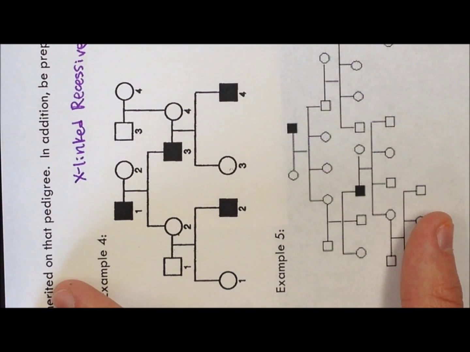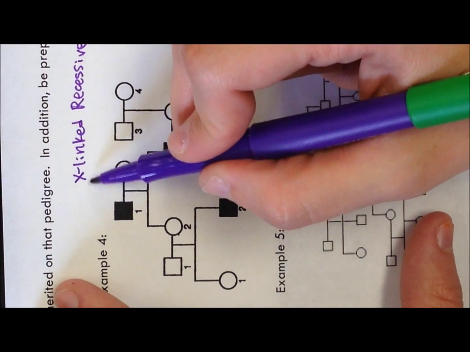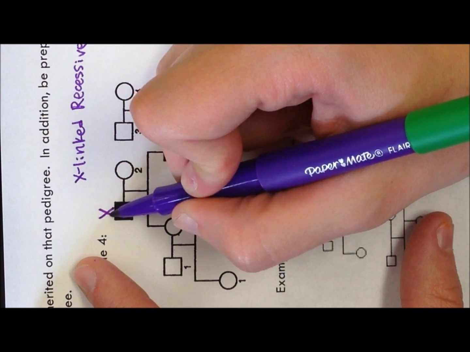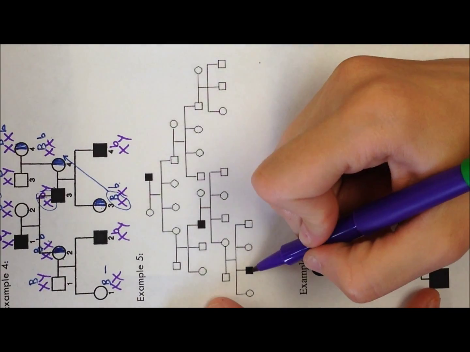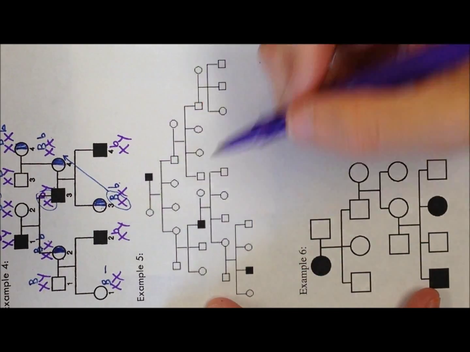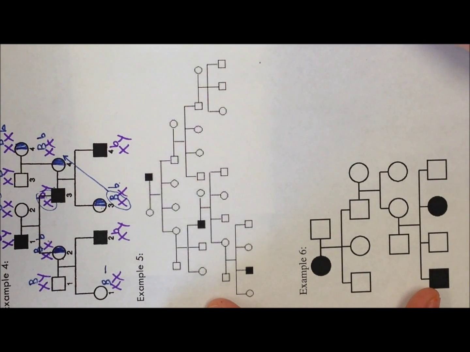So this could be, for example, color blindness. First thing you're going to do is fill out the X and Y chromosomes for everybody. Here's another example of a trait that is X-linked and recessive. We know that because it's occurring in only boys and because it's definitely skipping some generations here.